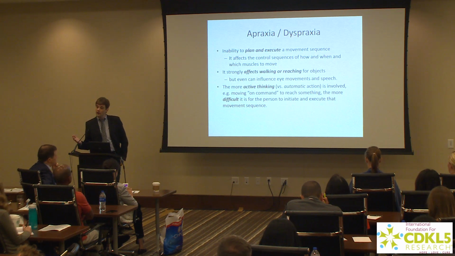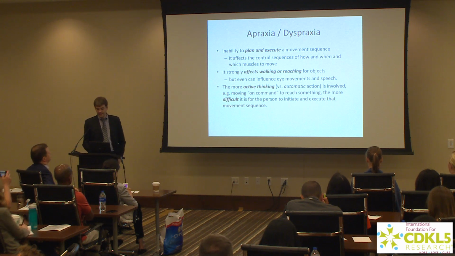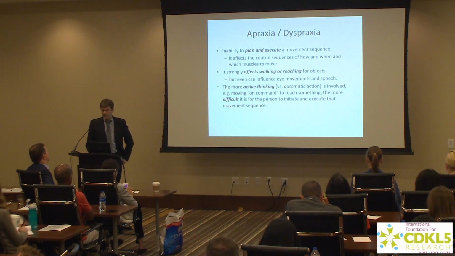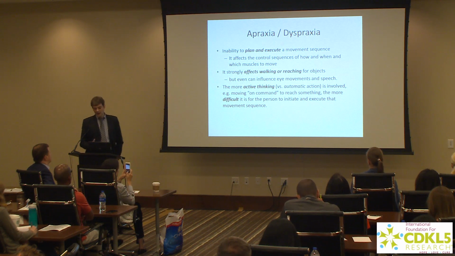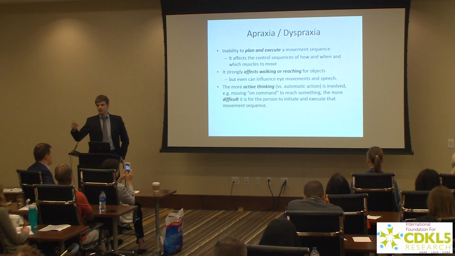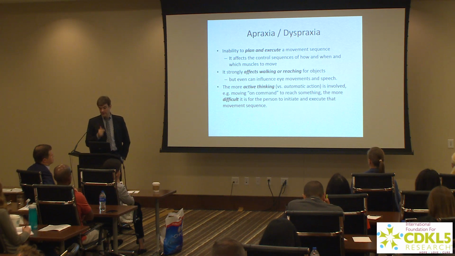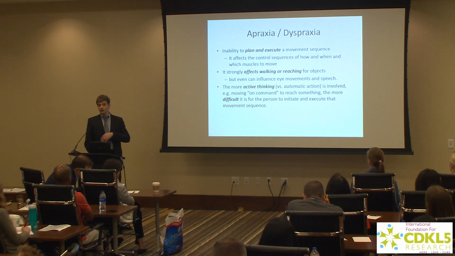Dyspraxia is very often used hand in hand, as it were, with ataxia. It describes a little bit more a cognitive component where the ability to plan and execute a movement sequence is interrupted, and it affects walking and reaching. And you can see that there is a dyspraxic component when executing some movement becomes really difficult for the person to even initiate, meaning to start.